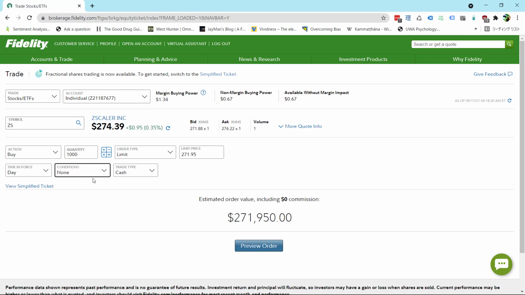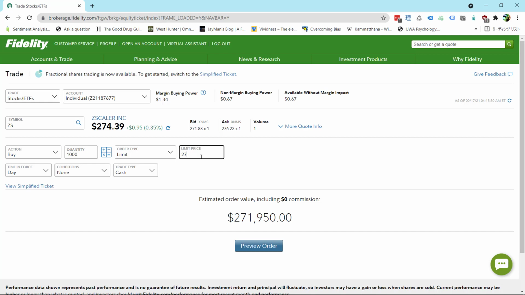Generally, I go with none if I'm doing a limit order because I'll just slowly move up this limit price until I get everything I want. And it might be a couple of orders, but I got that stock at a cheaper price than I would have if I had just bought it outright. So let's review this real quickly.